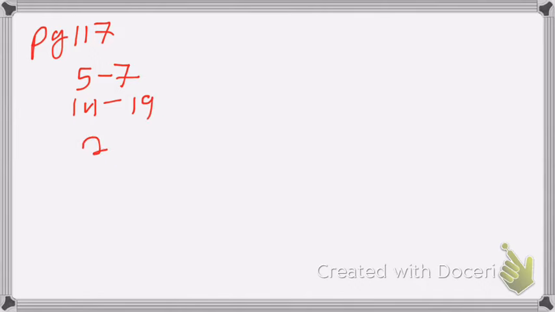Now, I know I'm missing a couple people in class today. So the assignment is starting on page 117. I asked you guys to do number 5 through 7. And then you're going to flip the page, and you're going to do numbers 14 through 19. And then finally 25. 25 is an error analysis problem.